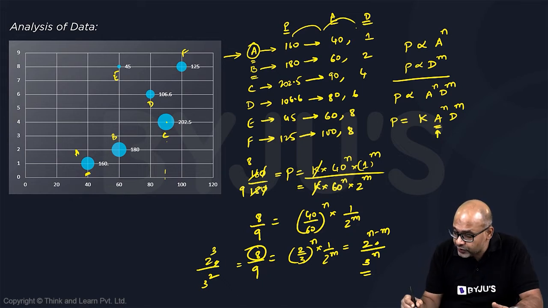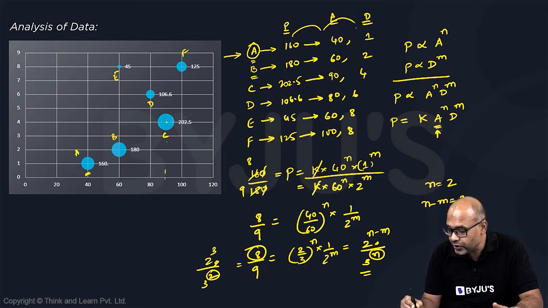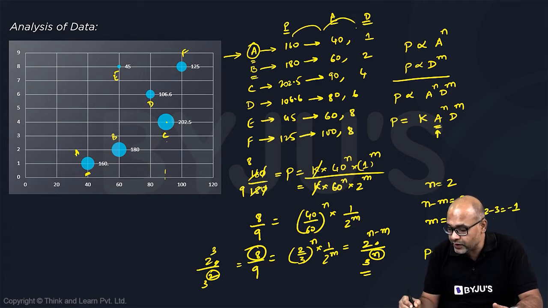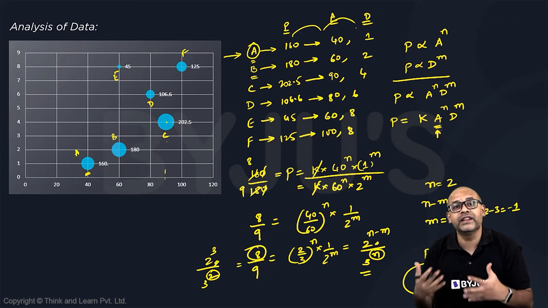So from here, you will get n is equal to 2, and n minus m should be equal to 3. So your m should be equal to n minus 3, which is 2 minus 3, which is minus 1. So your final relationship is P is equal to K times area power n, n is 2, and distance power minus 1. So P is equal to K A square by D. This is the formula. So you will generate the formula.